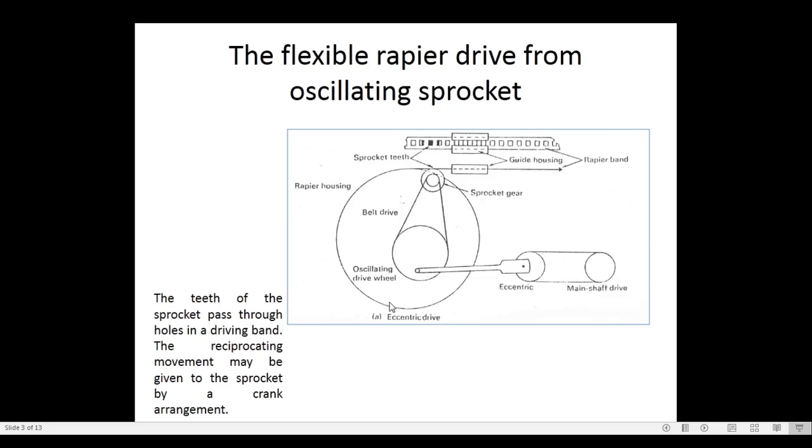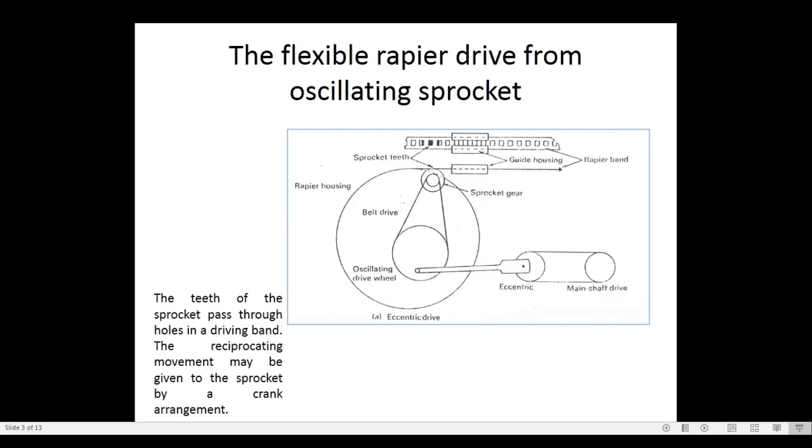Here we are using the word eccentric drive. Here we do not have simple harmonic motion. That means while going the rapier is going fast, and while coming back it is coming slow. The same speed is not there. While going it is fast, and while coming it is slow. This is called eccentric. Simple harmonic means the same speed while going and while coming. So the drive to the rapier is not simple harmonic.